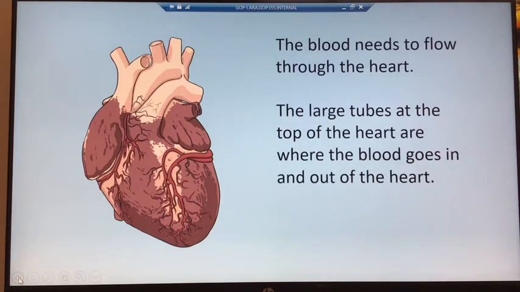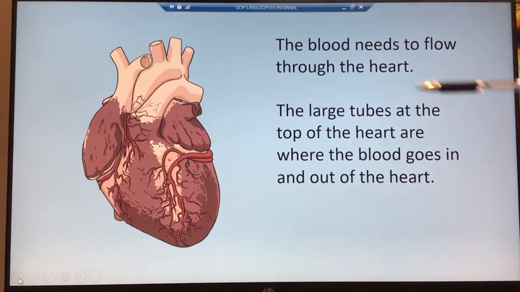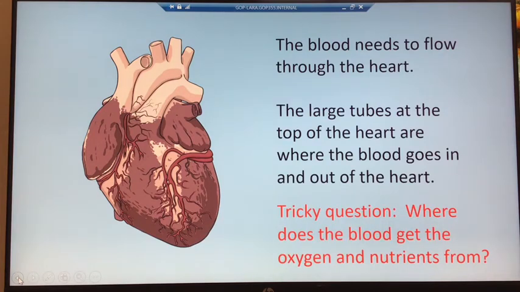Now the blood, let's go back to that tricky question. The blood needs to flow into the heart and out of the heart. The large tubes at the top of the heart are where the blood goes in and where it comes out. Tricky question then. Where does the blood get the oxygen and the nutrients from? If you were the waitress, you'd get the food from the kitchen. You'd stock up your tray and you'd take it to the tables in the restaurant. But where does the blood get the oxygen that the body needs and the nutrients? Stop the video, see if you can note down some of your ideas.